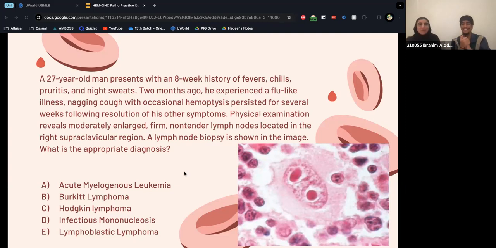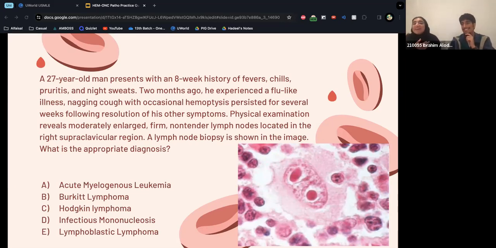A 27-year-old man presents with an 8-week history of fevers, chills, pruritus, and night sweats. So itchiness and night sweats. 2 months ago, he experienced a flu-like illness, with a nagging cough with occasional hemoptysis, persisting for several weeks following resolution of his other symptoms. Physical examination reveals moderately enlarged, firm, non-tender lymph nodes located in the right supraclavicular region. A lymph node biopsy is shown in the image. Which is the appropriate diagnosis?